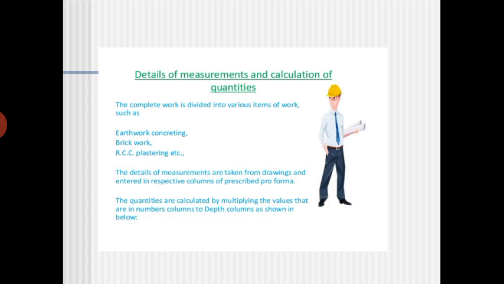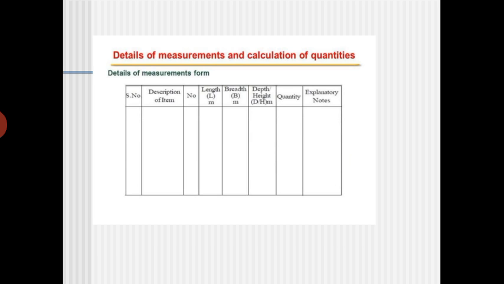So detailed measurements and calculation of the quantities. To complete the work, it is divided into various items of work like earthwork, concreting, brickwork, RCC, plastering, etc. So the details of the measurements are taken from the drawings and entered in the respective column of a prescribed format, and you have to strictly follow that table format only. The quantities are calculated by multiplying the various values that are in numbers of columns to depth, which is shown below. So you can see you have to strictly follow this table.